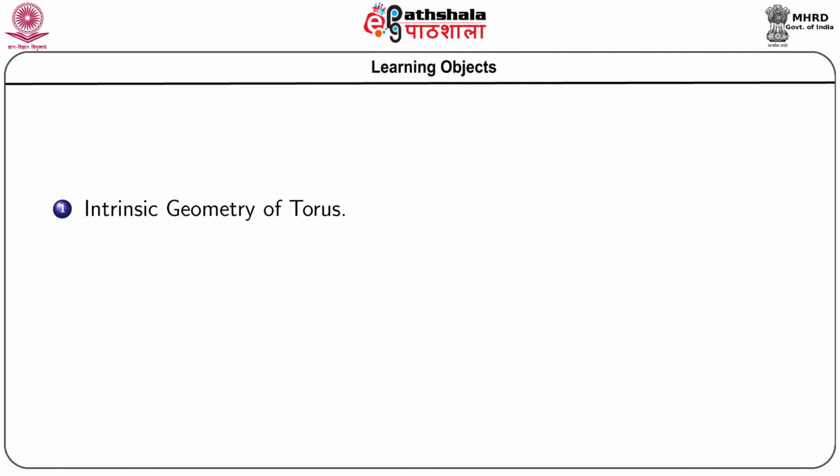So, let us start with the intrinsic geometry of torus. In module 7 of chapter 9, our main learning object is the intrinsic geometry of torus, and secondly we shall try to find the Enneper's formula, Beltrami-Enneper's formula. So, let us start with the torus.